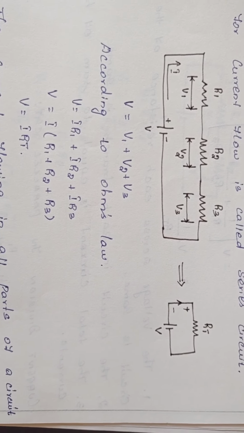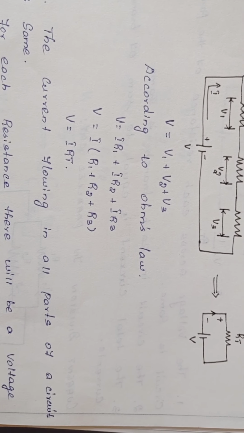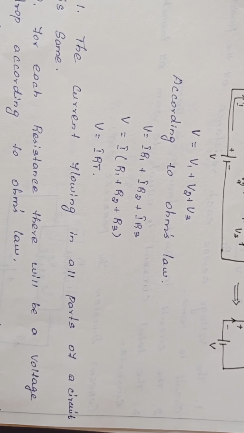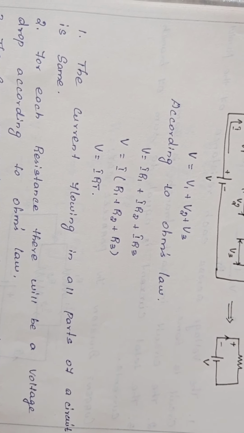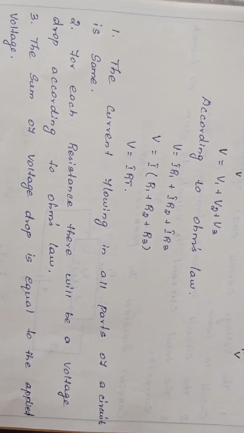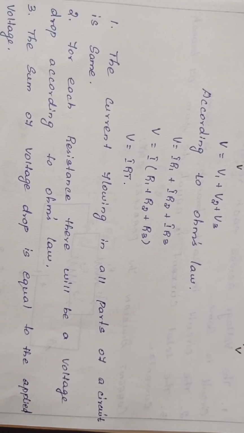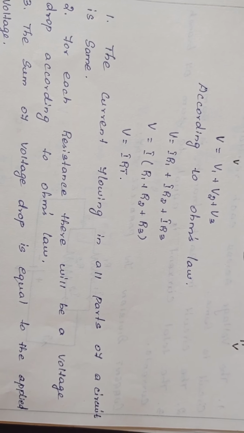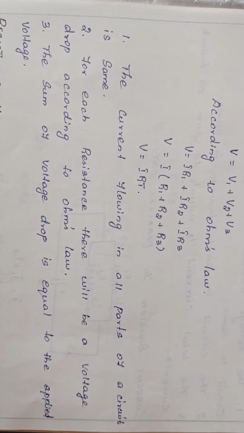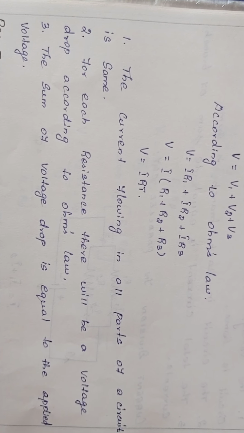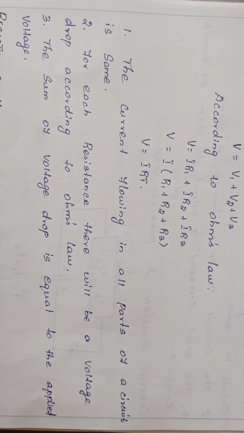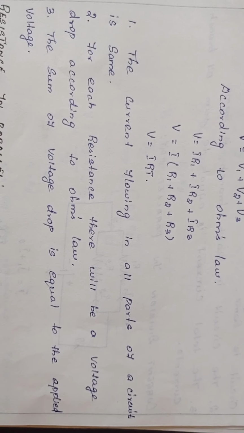So, the concept of a series circuit is that the current flowing in all parts of the circuit is the same. For each resistance, there will be a voltage drop according to Ohm's law. The sum of the voltage drops is equal to the applied voltage. So, resistances are additive, powers are additive, and voltage drops are additive. There is a disadvantage in a series circuit: if a break occurs at any point in the circuit, no current will flow and the entire circuit becomes useless.